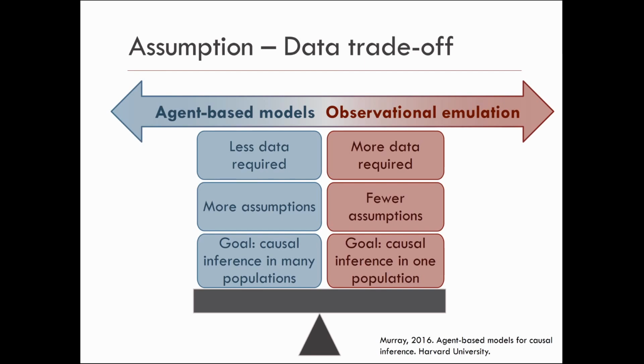In contrast, when we do observational studies, we typically start by restricting our inference to that single population where the data came from, and then thinking as a next step, how do we generalize that to other populations? And so this is a place where the assumption-data trade-off is in favor of the simulation models.